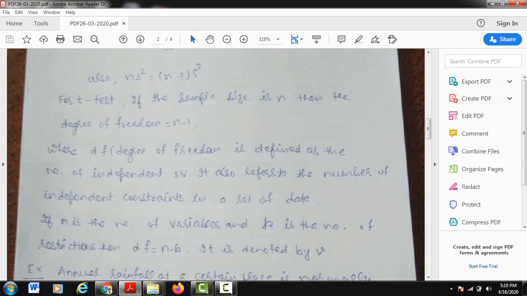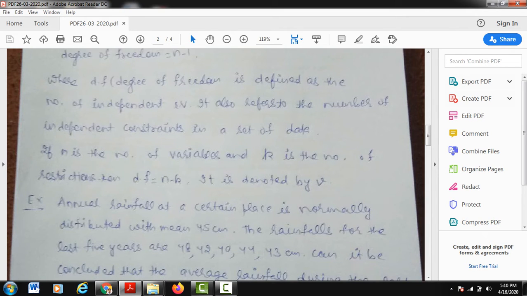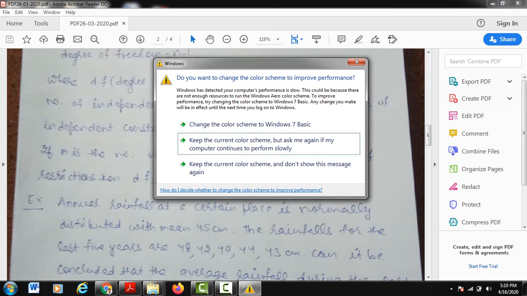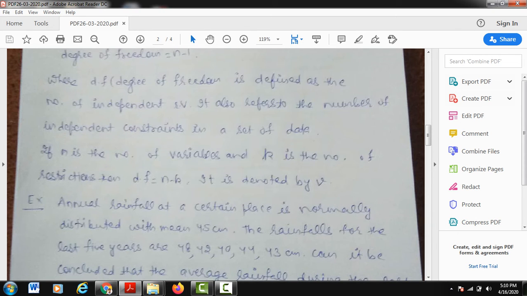Now for the T test, if the sample size is n, then the degree of freedom is n minus 1. Now what is degree of freedom? Degree of freedom is defined as the number of independent random variables. It also refers to the number of independent constraints in a set of data. What are the various constraints imposed on the given set of data? That is the degree of freedom. So if n is the number of variables in the data and k is the number of restrictions, then the degree of freedom is the number of variables minus the restrictions, that is, the independent constraints. That is known as the degree of freedom, and it is basically denoted by the Greek letter nu.